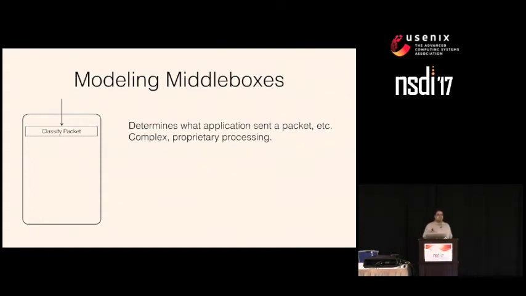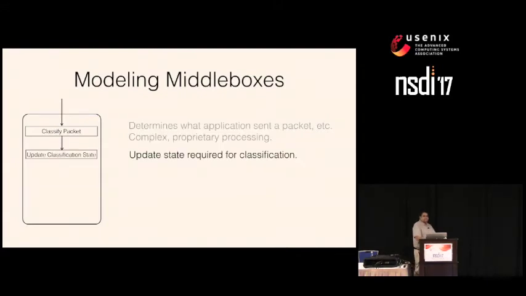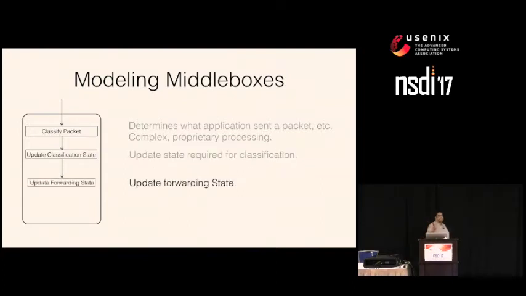So this determines what sent a packet, whether a packet belongs to a connection that had infected data, et cetera, et cetera. Then based on this, it updates some state that is required for classification. If you're an IDS, it could be the TCP reconstruction buffer, where you're reconstructing the payload. Then it updates some state that's used for forwarding. This is something of the form, did this connection previously send an infected packet? I remember this, and I use this to make my forwarding decision. And finally, you forward or drop packets.